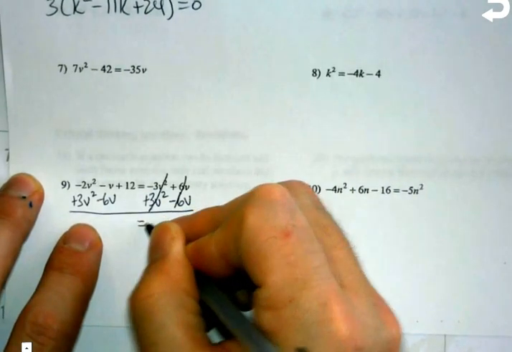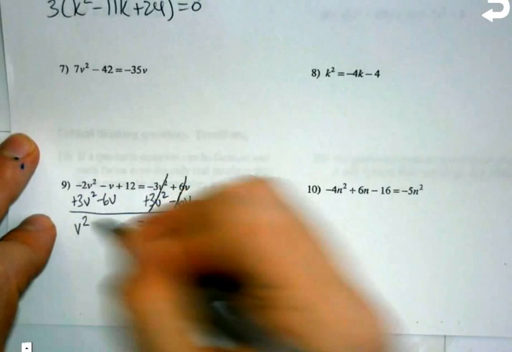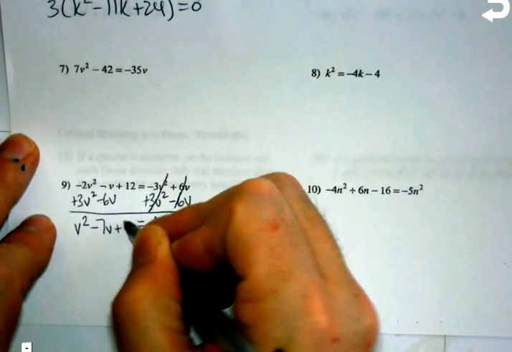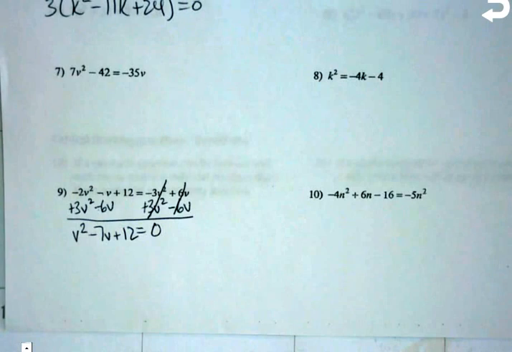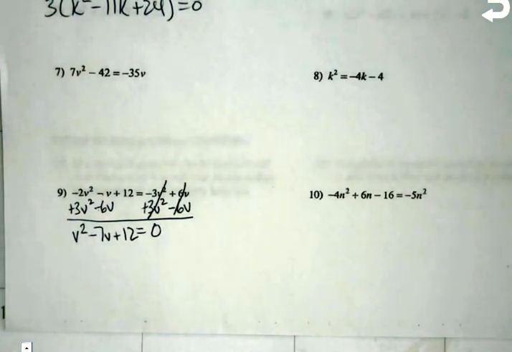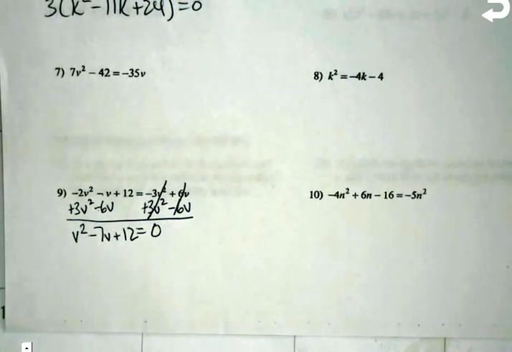Those go away. I did opposites to move them. Negative 2 plus 3 is 1. 1 minus 6 is negative 7. And all of a sudden, that becomes a lot easier to work with. But just keep that squared term positive. If you do, these should be much, much easier to deal with.